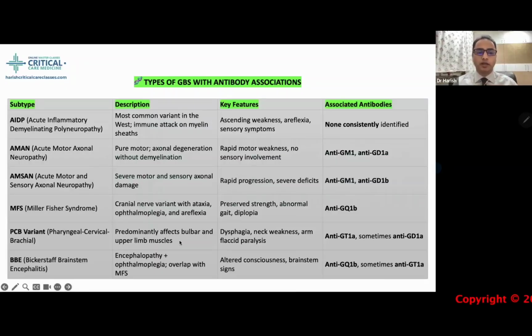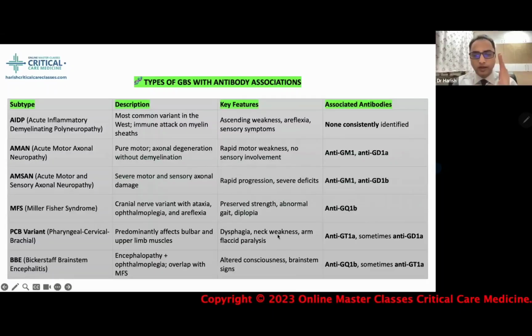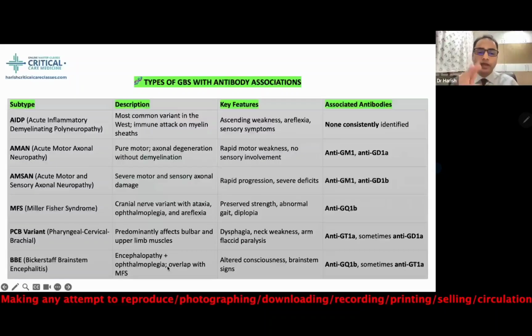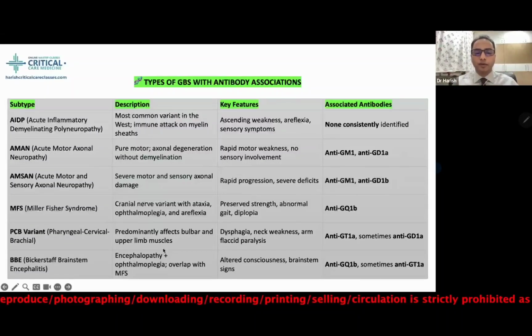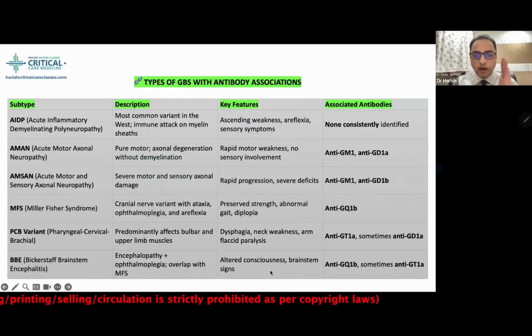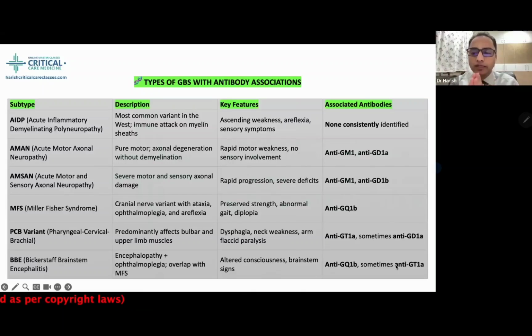In the pharyngeal cervical brachial variant, the predominant effect is on the bulbar and upper limb muscles. Dysphagia, neck weakness and arm flaccid paralysis will be there. Anti-GT1A, and sometimes anti-GD1A, is the antibody. Then we have Bickerstaff brainstem encephalitis, which has encephalopathy with ophthalmoplegia and overlaps with Miller-Fisher variant. The patient has altered sensorium and brainstem signs. Again, anti-GQ1B, and sometimes anti-GT1A, can be the antibody detected.